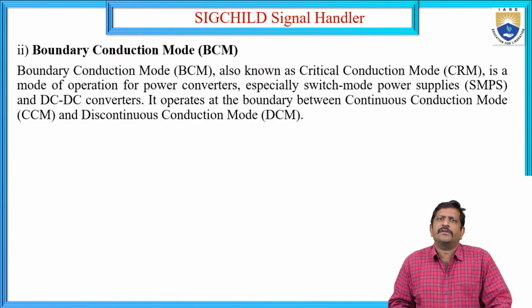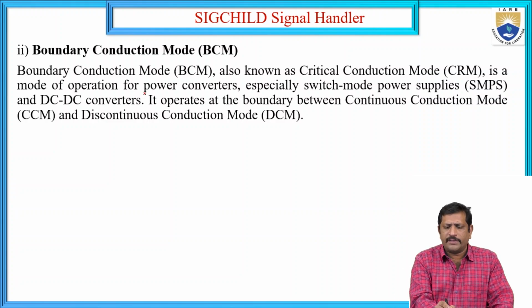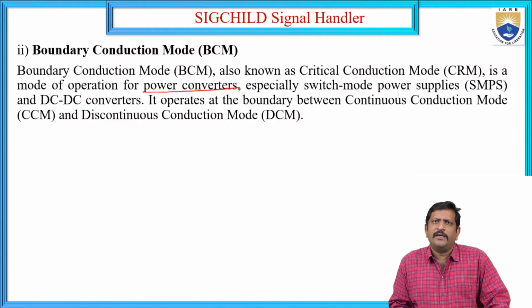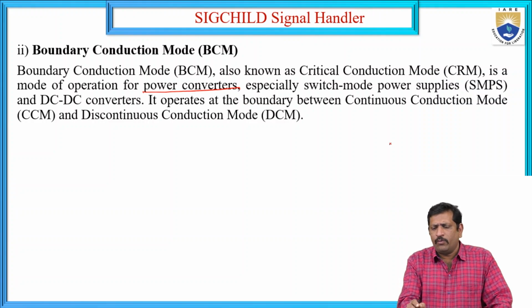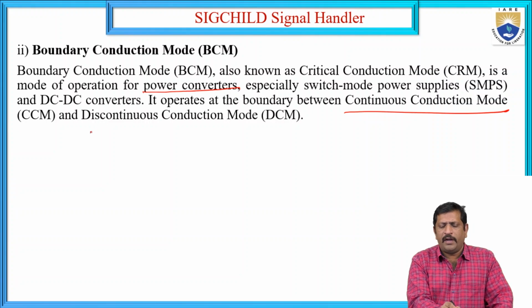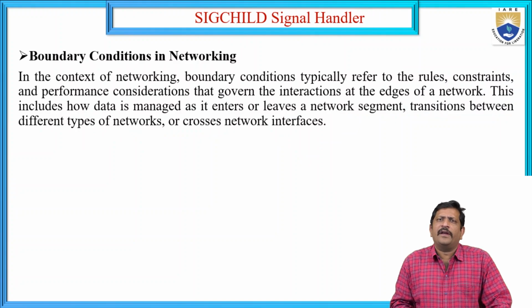The boundary conditions. BCM, boundary conduction mode, is also a very critical mode of operation for power converters, DC to AC and DC to DC. Generally these modes are utilized for power conversion, especially in switch mode power supplies (SMPS) and DC-DC converters. It operates at the boundary between continuous conduction mode (CCM) and discontinuous conduction mode (DCM). So this is about the boundary conditions.